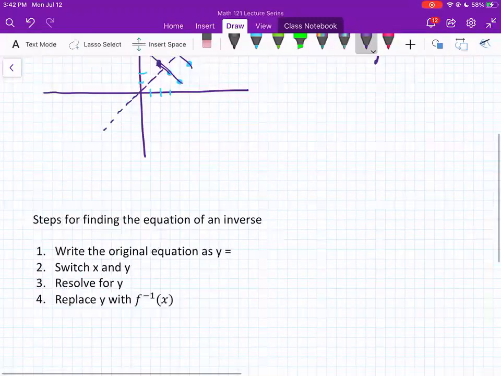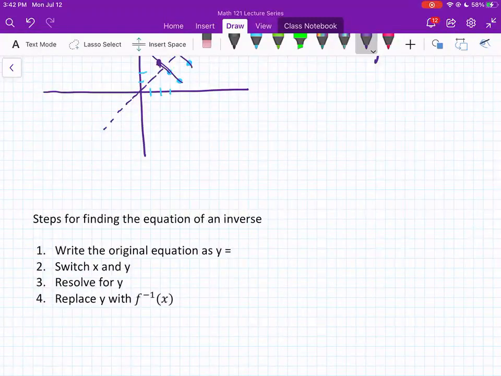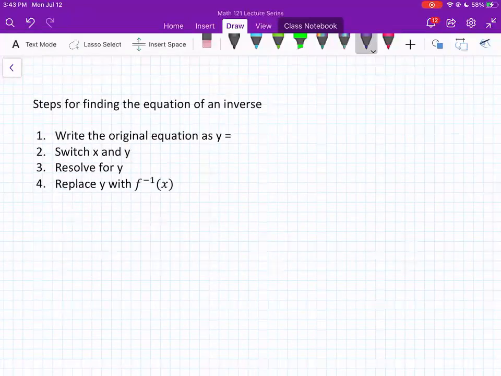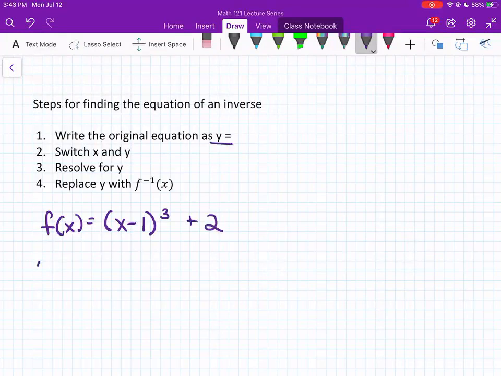When given the equation, we can follow these steps to find the equation of the inverse. First, you want to write the equation as y equals, not f of x, or have x and y on the same side. Then you want to switch x and y. You're going to resolve for y, and then replace y with f inverse of x. As an example, let's take the function f of x equals (x minus 1) cubed plus 2. Step 1 is I'm going to write this as y equals.